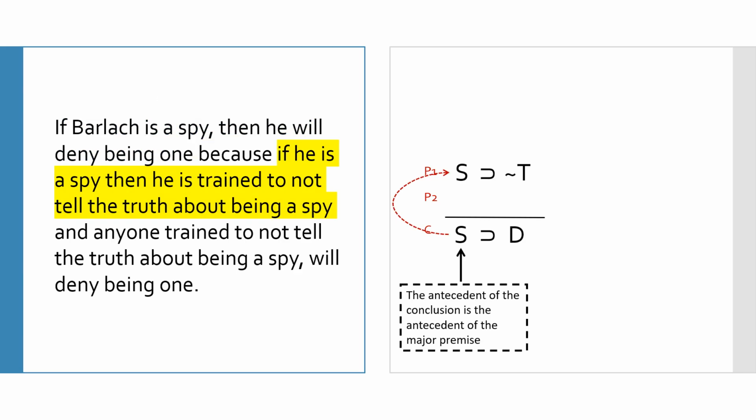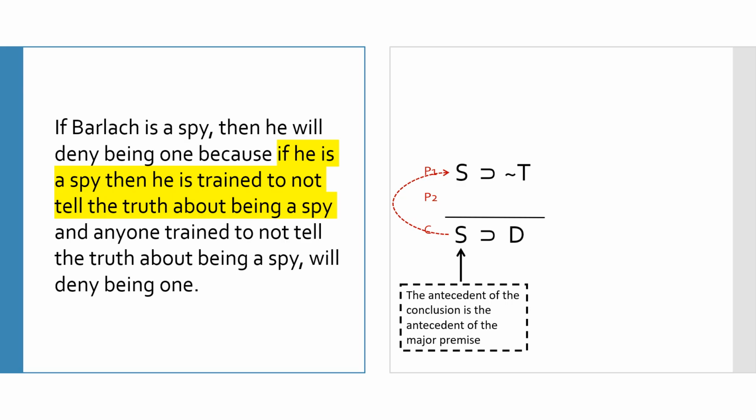Now the second premise here says if Barlach is a spy, then he is trained to not tell the truth about being a spy. And of course, notice this has to go on the first line because the first term, Barlach is a spy, which we've identified with the letter S, is contained in this particular premise, and so it goes on the first line. So this is how you'd want to set it up in standard form.